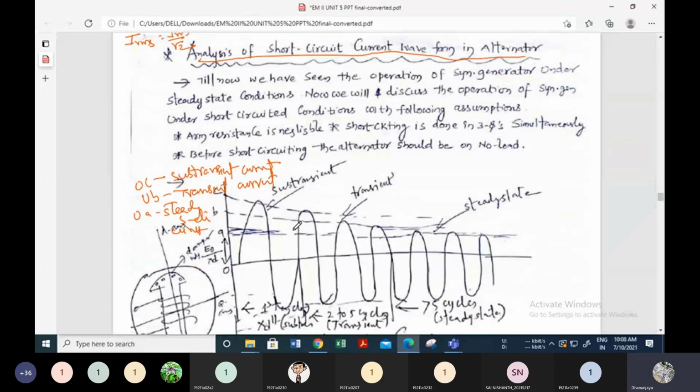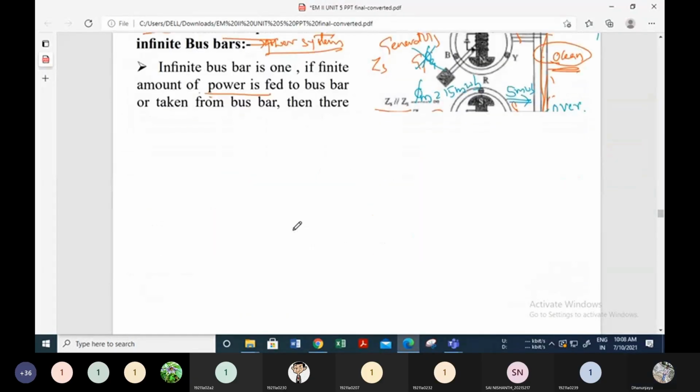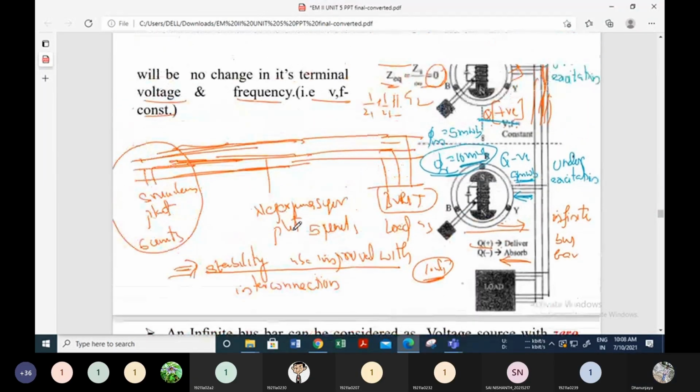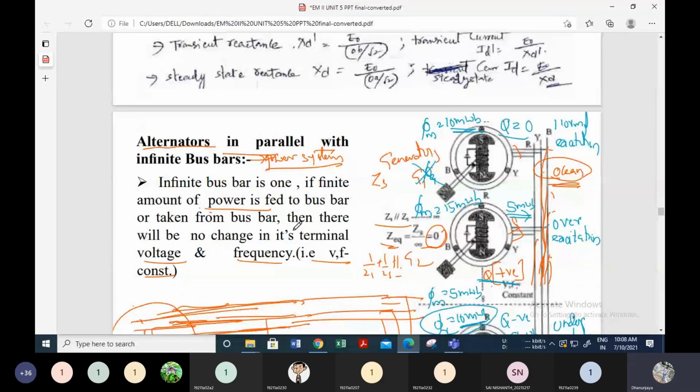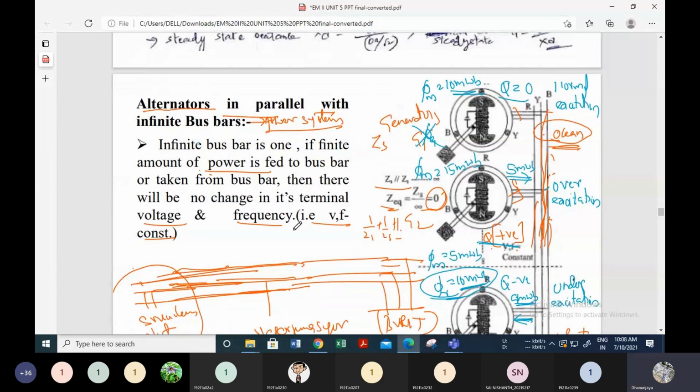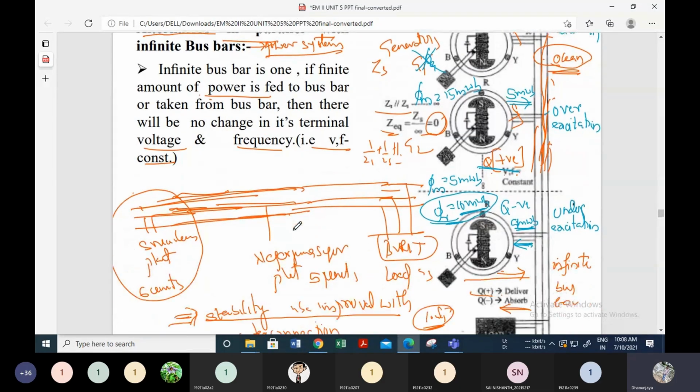Okay, and we have also discussed alternators connected to the infinite bus bar. In the last class, we discussed what an infinite bus bar is. When there is no change in the terminal voltage, frequency and speed, irrespective of the power consumption from or delivery to the bus bar, then we can say that it is the infinite bus bar.